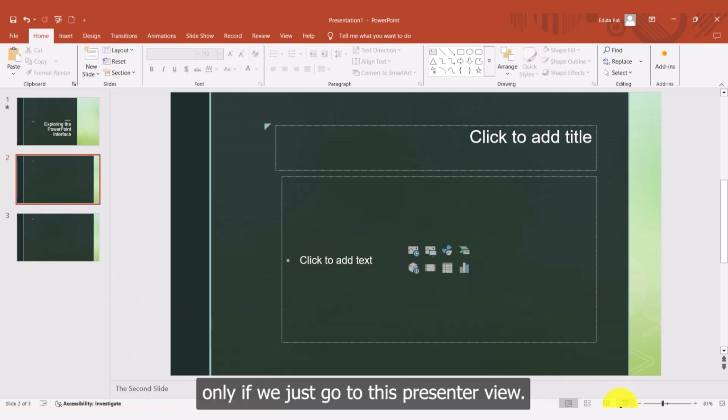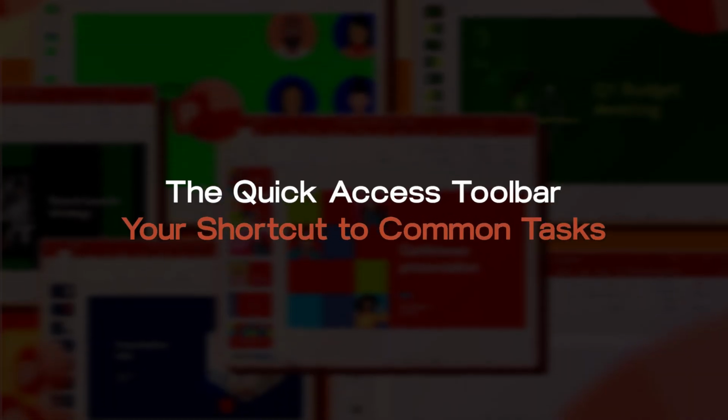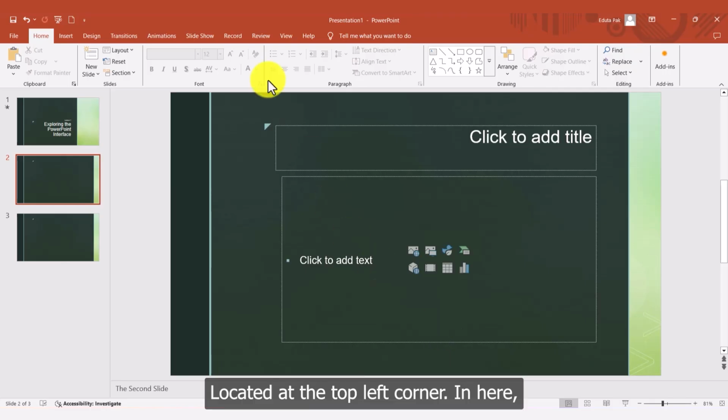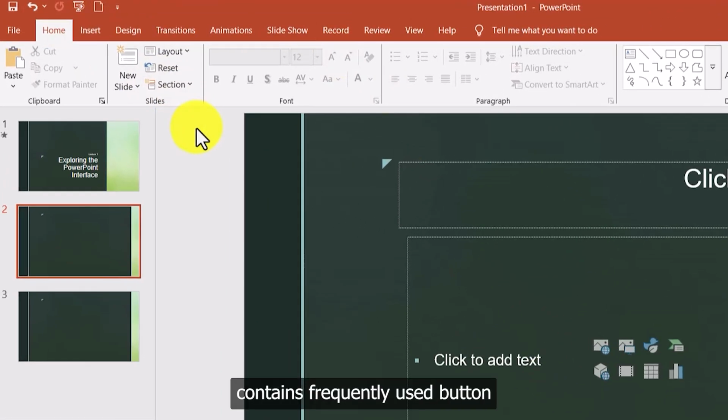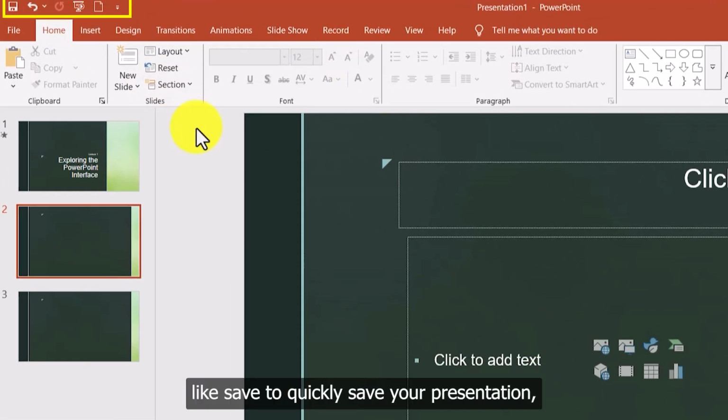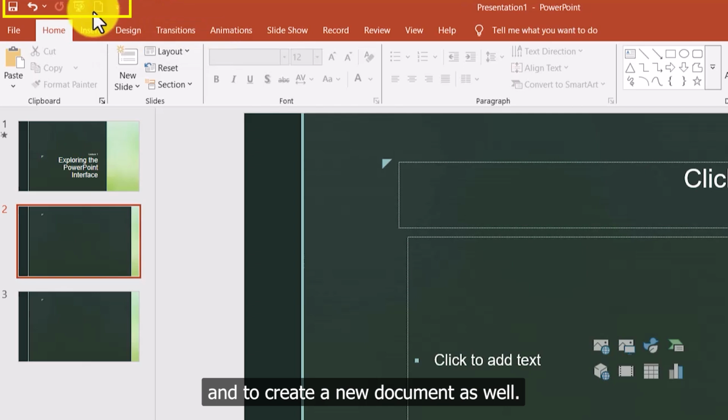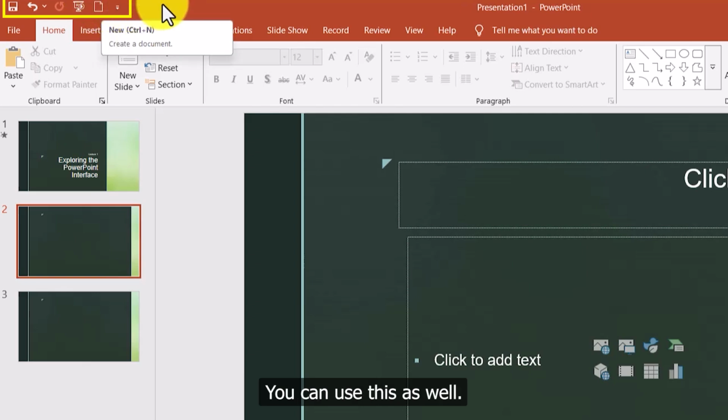If we just go to this presenter view, the quick access toolbar, your shortcuts to common tasks. Located at the top left corner in here, the quick access toolbar contains frequently used buttons like save to quickly save your presentation, undo and redo to fix mistakes easily, start slideshow to preview your slides, and to create a new document as well, you can use this as well.